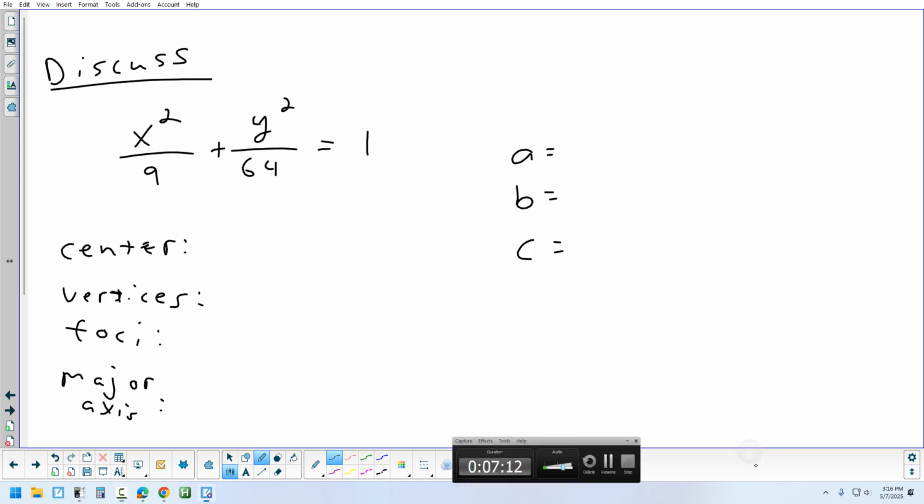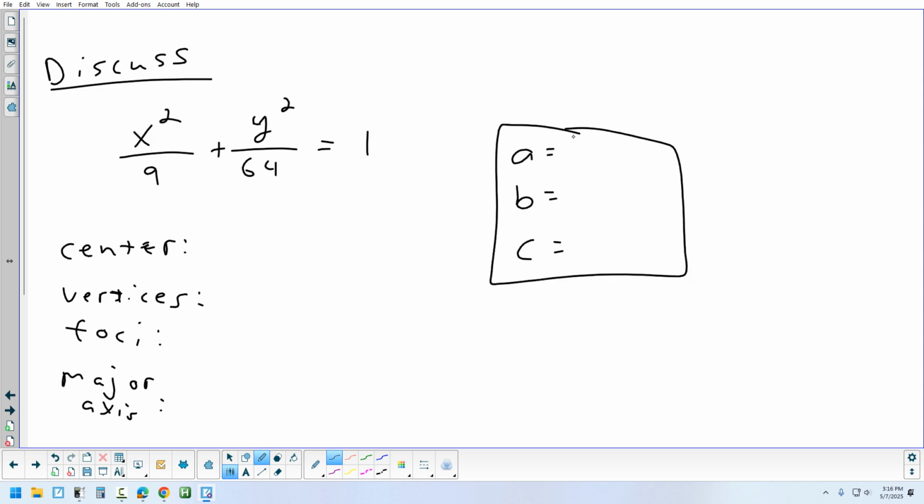Okay, so this one is a little bit different than the last 2. I'm going to give you the equation, and then I want you to figure out all the important facts about it. First thing you want to do off to the side is identify A, B, and C. Which number here is going to help you find A? 64. Yep, so we want to look at the 64, but that's A squared. So A would be 8.